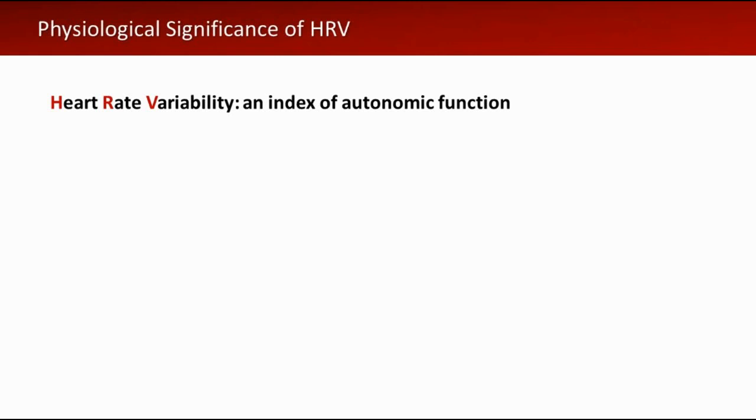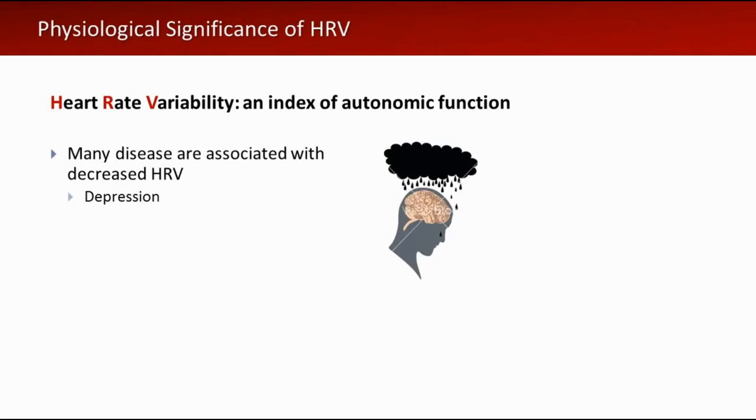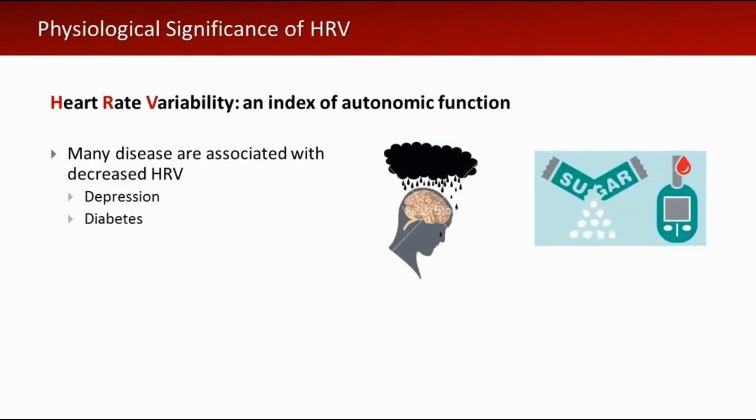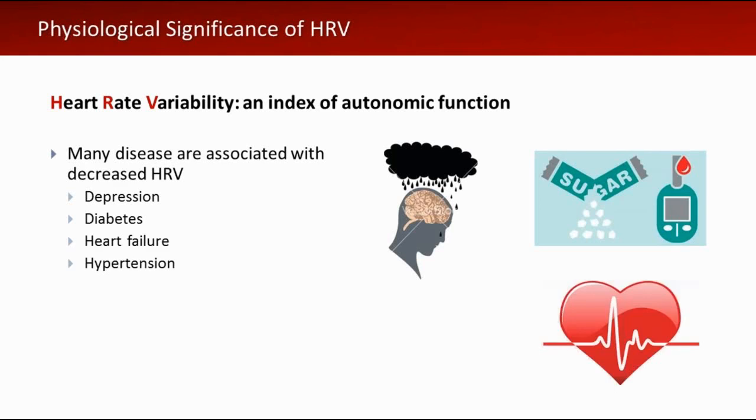Heart rate variability, or HRV, as you will see abbreviated throughout this talk, is an index of autonomic function. It's associated with many diseases, including those that are neurological in origin, like depression, metabolic diseases like type 2 diabetes, and cardiovascular diseases like heart failure and hypertension.